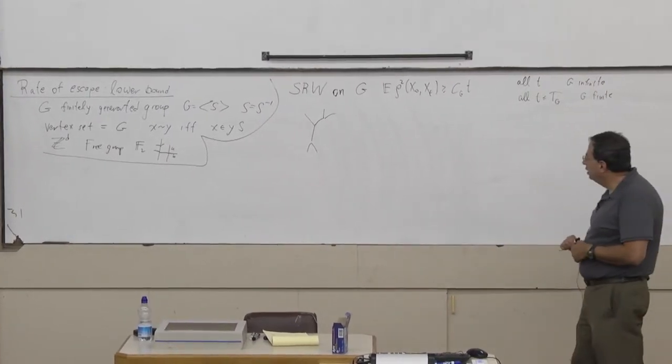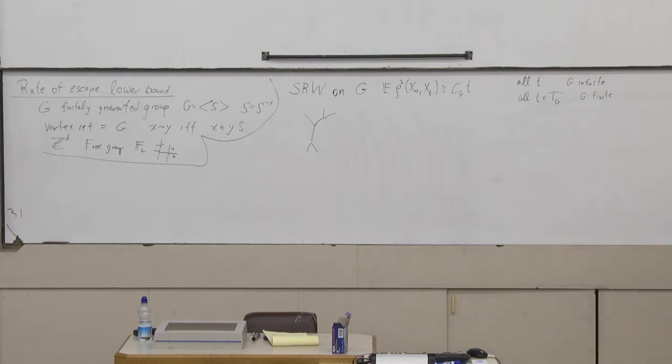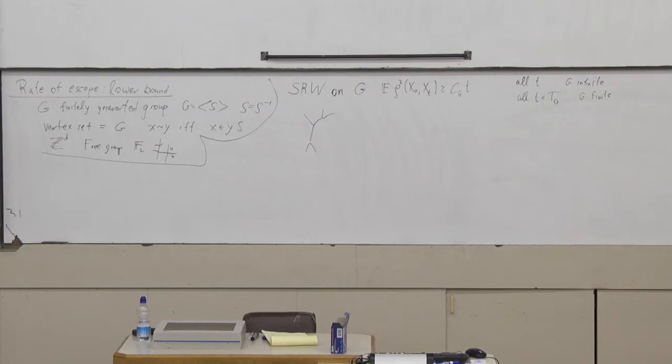So in some ways, the infinite group case is simpler because there's no termination time. This kind of bound will hold for all time. In the finite case, we have to stop it at some point, and that game will come in. So let's first think of infinite groups, although our emphasis will be on finite. And by the way, I will relate these to mixing bounds later, but for now we're just talking about rate of escape.